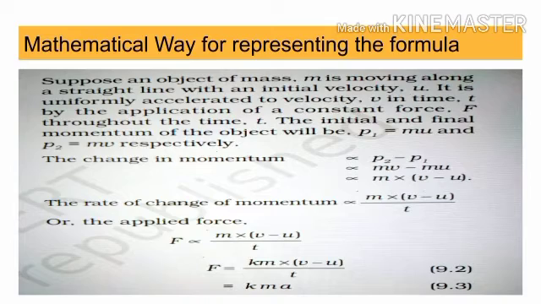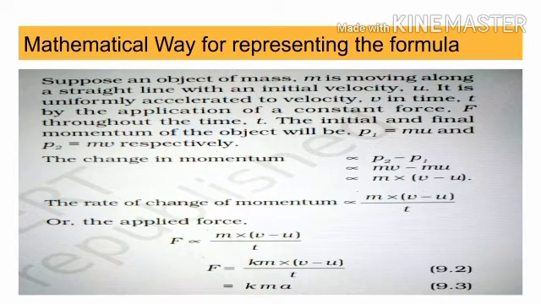Suppose an object of mass m is moving along a straight line with an initial velocity u. It is uniformly accelerated to velocity v in the time t by the application of a constant force F throughout the time t. The initial and final momentum of the object will be p1 equal to mu and p2 equal to mv respectively. So the change in momentum is directly proportional to p2 minus p1, which is directly proportional to mv minus mu, which is directly proportional to m into (v minus u).